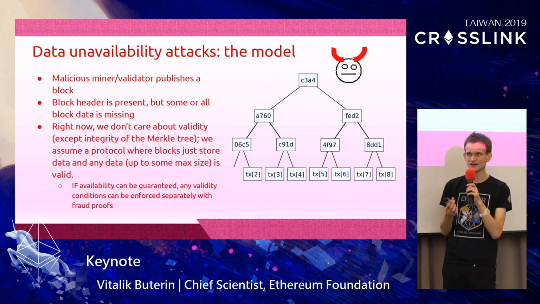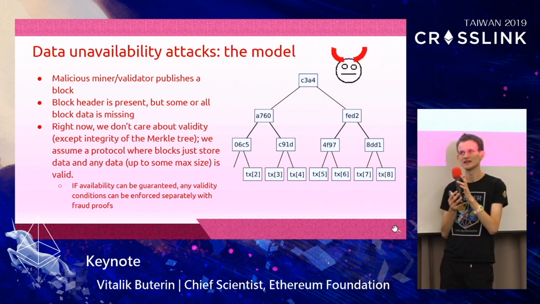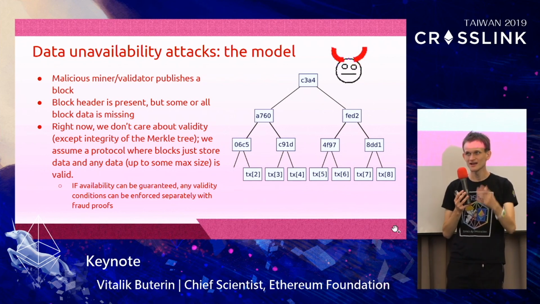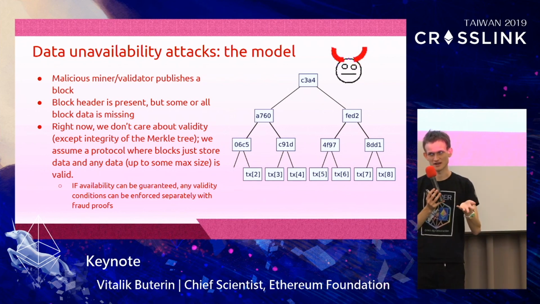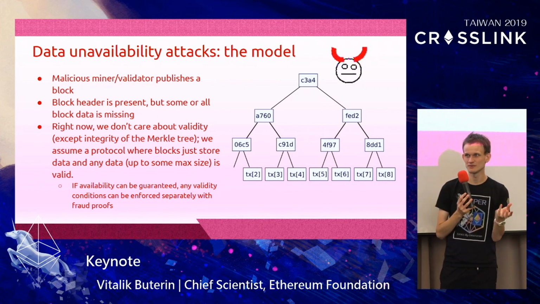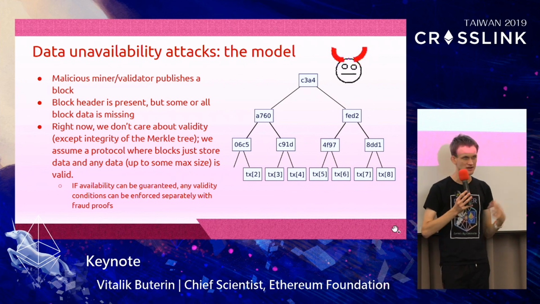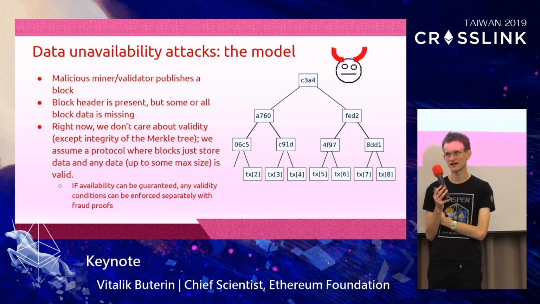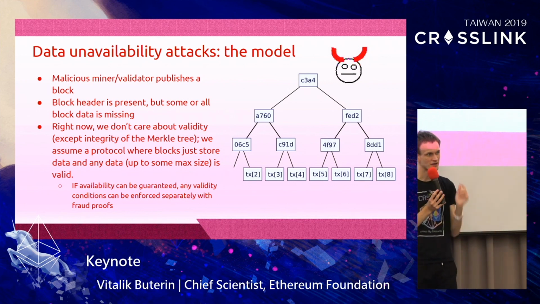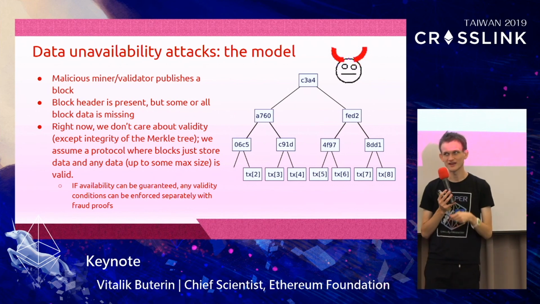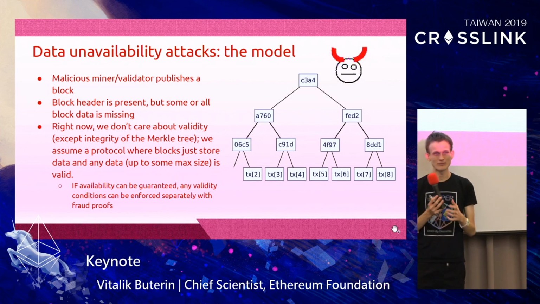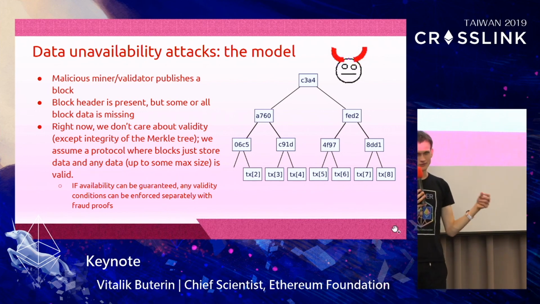So, data unavailability attacks, right? The block header is present, but some or all of the data is still missing. We can think of the data unavailability problem as a separate problem to the catching fraud problem. Suppose you have a block, and your job right now is you don't care about fraud, you just want to prove that some particular Merkle root represents a piece of data where all of that data actually is available.